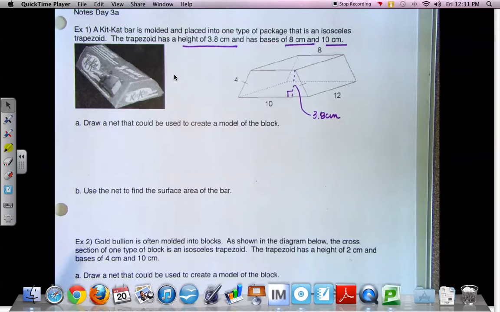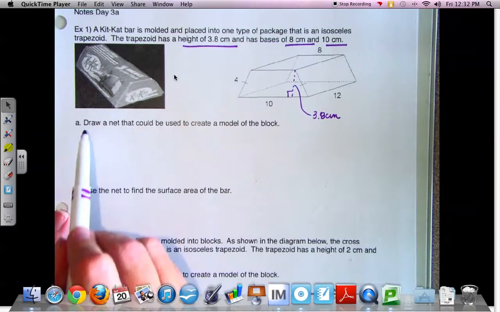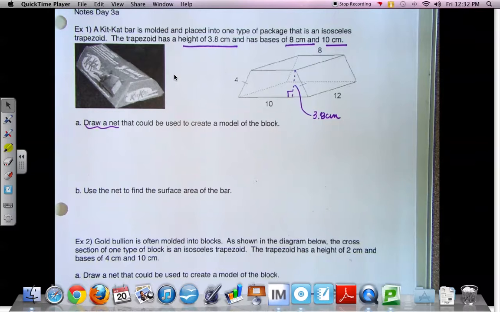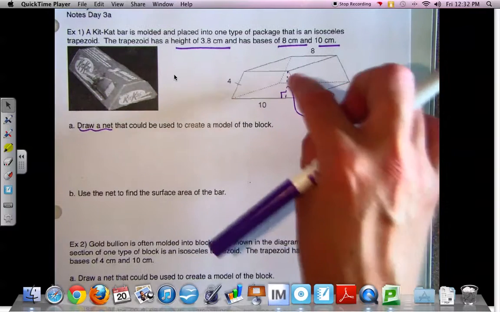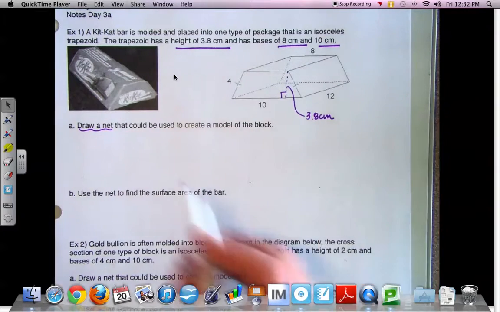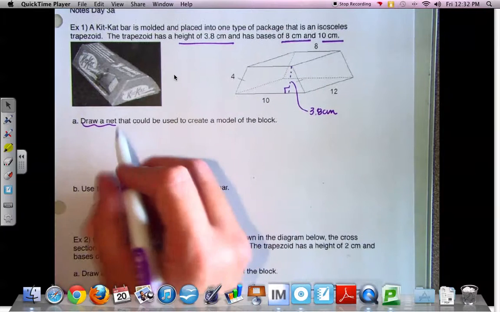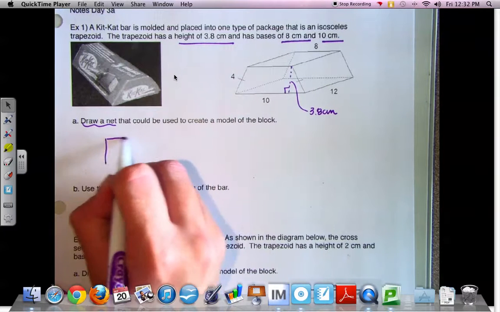Part A asks us to draw a net that could be used to create a model of the block. So how many total faces do we have? We have 6. How many are trapezoids? 2. And how many are rectangles? 4. All right, so drawing a net for a trapezoidal prism is a little challenging, but it's not horrible. What I do when I draw it is I typically start with the biggest rectangle, and this one happens to be sitting on it. So I'm going to draw that one first. And what dimensions does it have? 10 by 12.